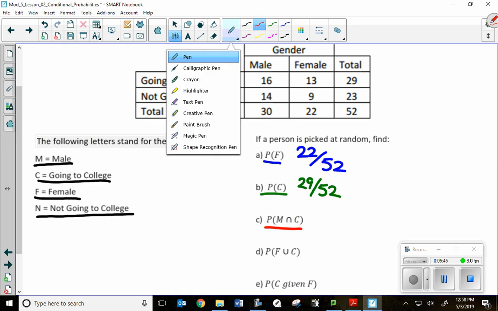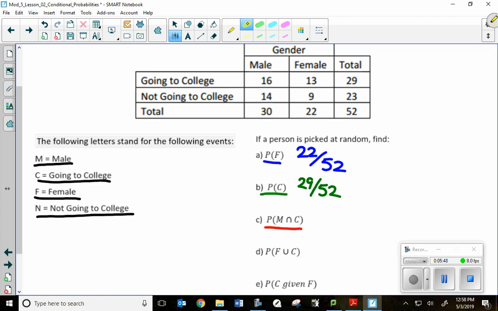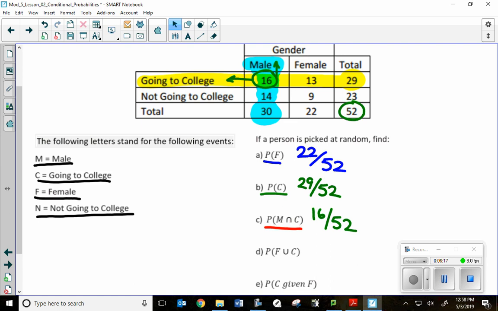So, it is time for my favorite part, highlighters. These are the males. There are 30 of them. These are the people going to college. There are 29 of them. I don't care if there's 30 males and 29 that are going to college. I care about the people that are listed as both. The number 16 is both male and going to college. So 16 out of my total 52 would be the probability of selecting an individual who is both male and going to college.